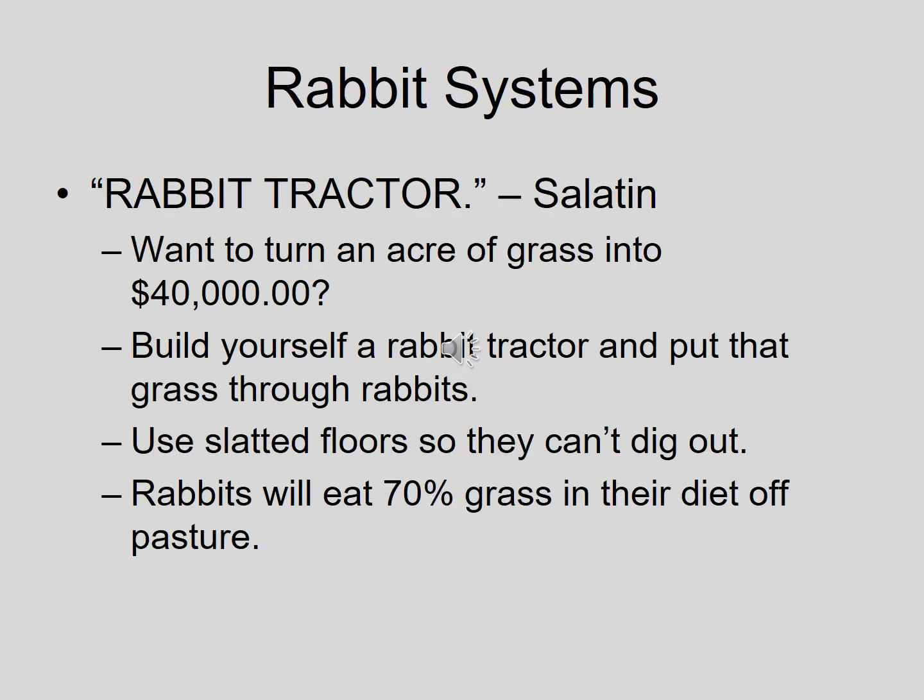Joel Salatin has also developed rabbit systems, systems that can raise a lot of rabbit meat for a very quick turnaround and make good profit. He poses the question in his book on rabbit tractors: you want to turn an acre of grass into $40,000? Well, yeah. He has lots of different details on how you can do that. The great thing about rabbits is most of their food is just off grass in the pasture. You don't have to feed them very much, and they reproduce very quickly. His son, Daniel Salatin, really dove into the rabbit production business, and there's more details on that on the next slide.